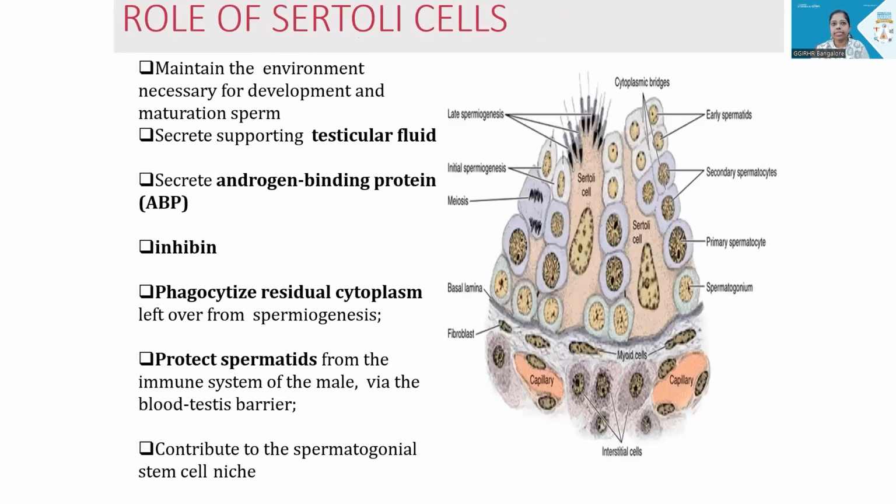What is the role of Sertoli cells? It is to maintain the environment necessary for the development and maturation of sperm. It secretes the testicular fluid, it secretes ABP, that is androgen binding protein, and inhibin, and phagocytoses the residual cytoplasm left over after spermiogenesis. It protects the spermatids from the immune system of the male via the blood testis barrier, and it also contributes to the spermatogonial stem cell niche. So we can see the spermatogonium, primary spermatocyte, secondary spermatocyte, and the early spermatids in the picture.